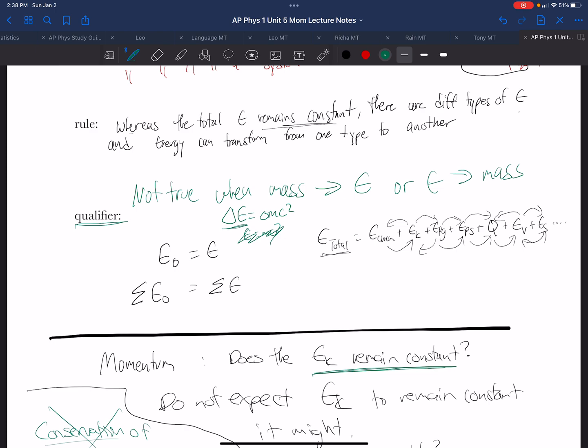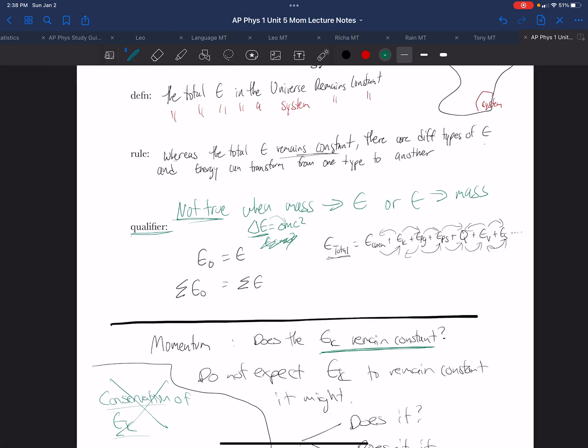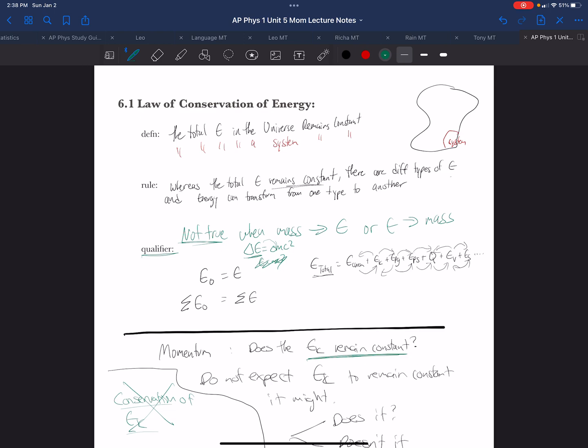Energy can be lost, and in that process transform to mass. Mass can transform into energy. This qualifier is that the law of conservation of energy is not true when energy converts to mass or mass converts to energy, because then we're actually changing it to something else. This occurs during nuclear reactions. So we're talking about inside the nucleus of an atom.